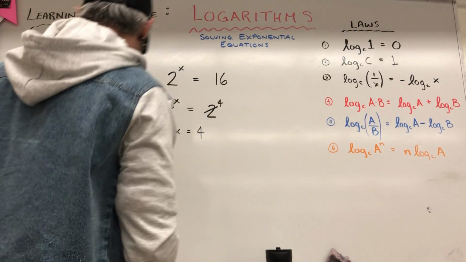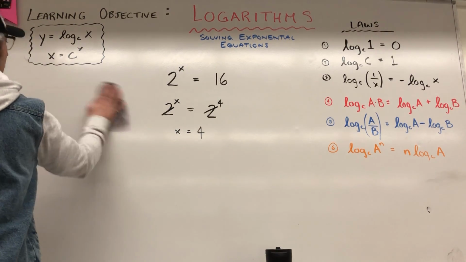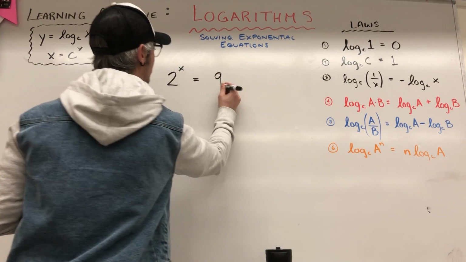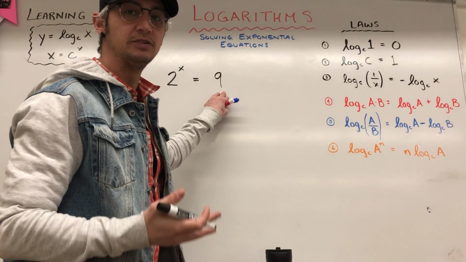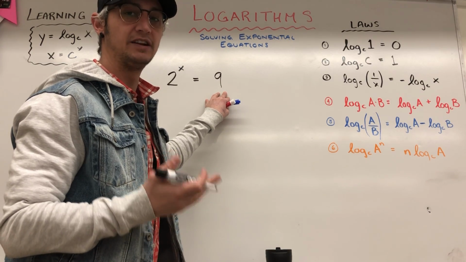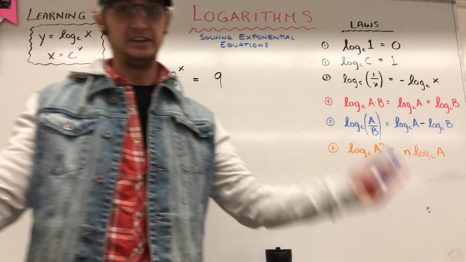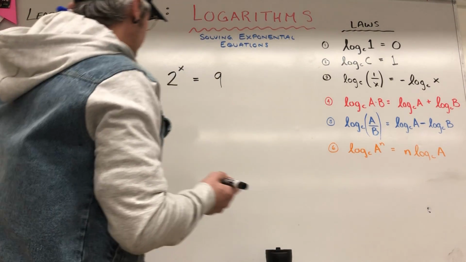That's great. But what happens when, for example, I have something like this? 2 to the x is equal to 9. Now, intuitively, I can tell I'm never going to be able to get 9 down to an exponent with base 2. I'm just not. So this is where we start to use our logarithms to solve for these.